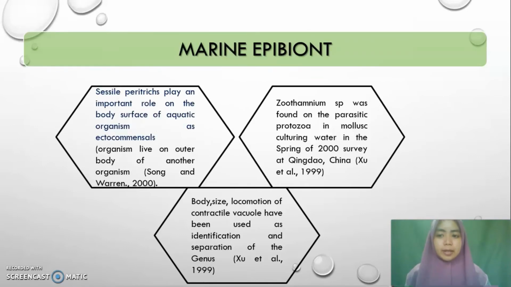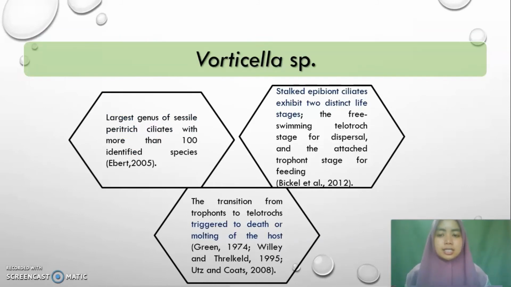Next, the marine epibiont. Suctorians play an important role on the body surface of aquatic organisms as ectocommensals, Song and Warren 2000. Zoothamnium species was found on parasitic protozoa in mollusk culture water in the year 2000 in a spring season survey at Qingdao, China. Body size, locomotion and contractile vacuole have been used for identification and separation of genus. Vorticella sp. is the largest genus of sessile ciliates with more than 100 identified species by 2005.